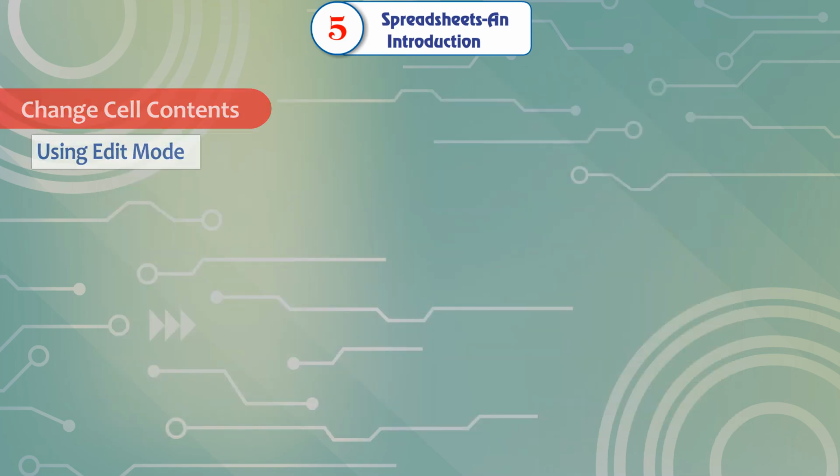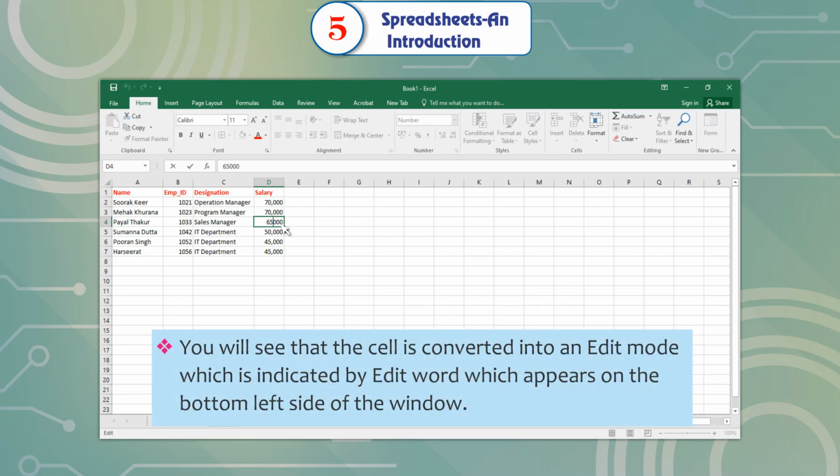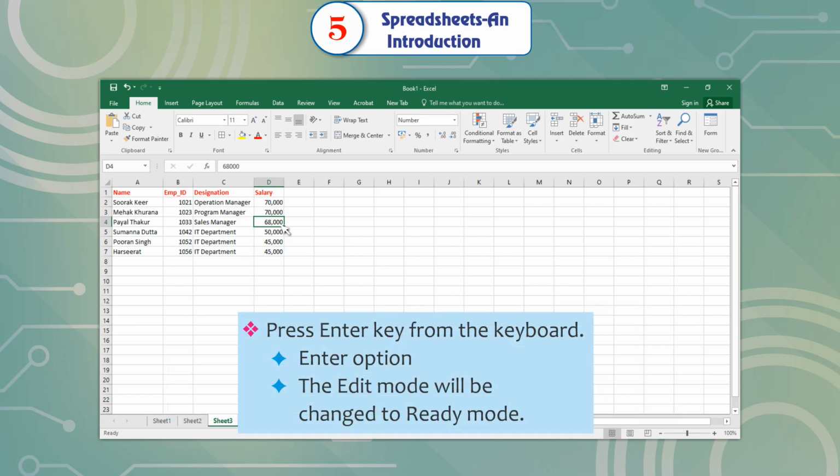Using Edit mode, double-click on the cell D4. A cursor appears within the cell. You will see that the cell is converted into edit mode, which is indicated by the word Edit, which appears on the bottom left side of the window. You can remove the old contents and type the new contents in a cell. Press Enter key from the keyboard. The edit mode will be changed to Ready mode.